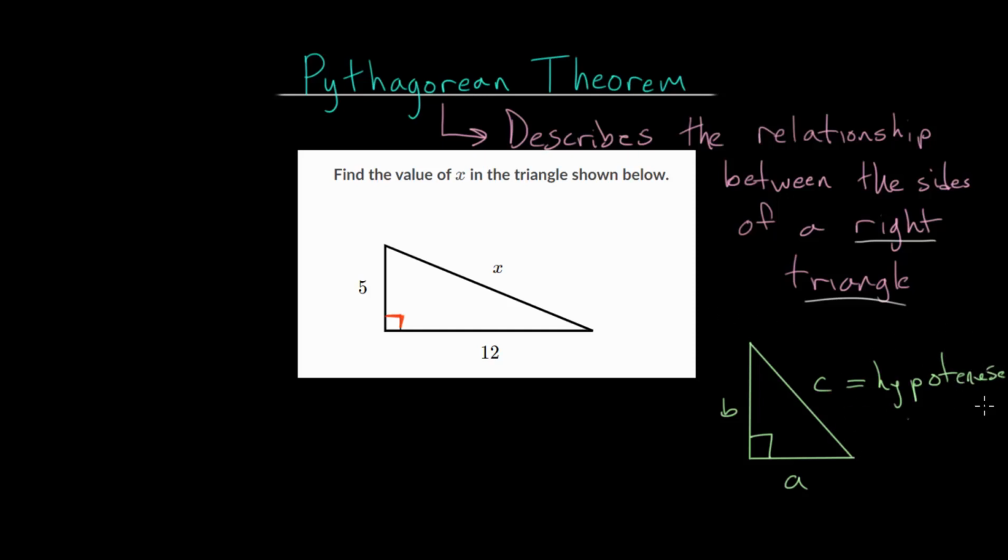So the long side is always known as the hypotenuse, and this theorem mathematically can be written as the sum of the two sides or the two legs of the right triangle that are not the hypotenuse, and we're going to square them. And this is equal to the hypotenuse squared. So a squared plus b squared is equal to c squared. So we square the two legs of the triangle and then add them together, and that's always equal to the hypotenuse squared in these right triangles. So this is the Pythagorean theorem.